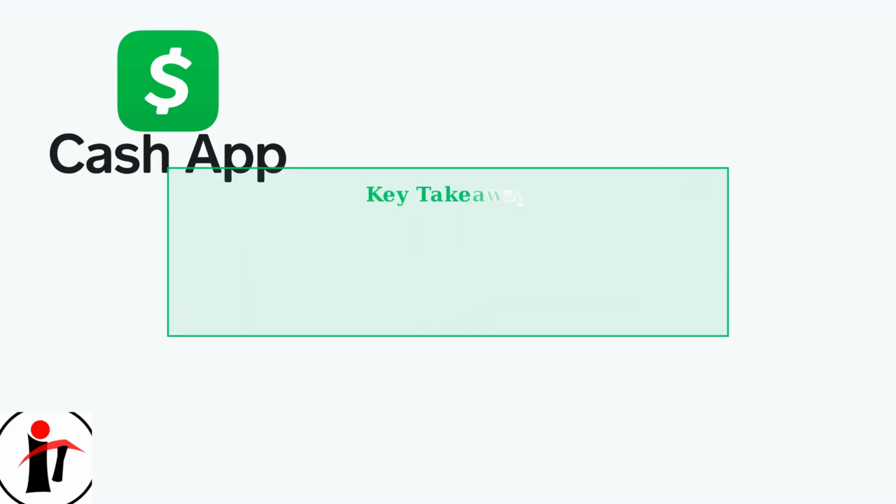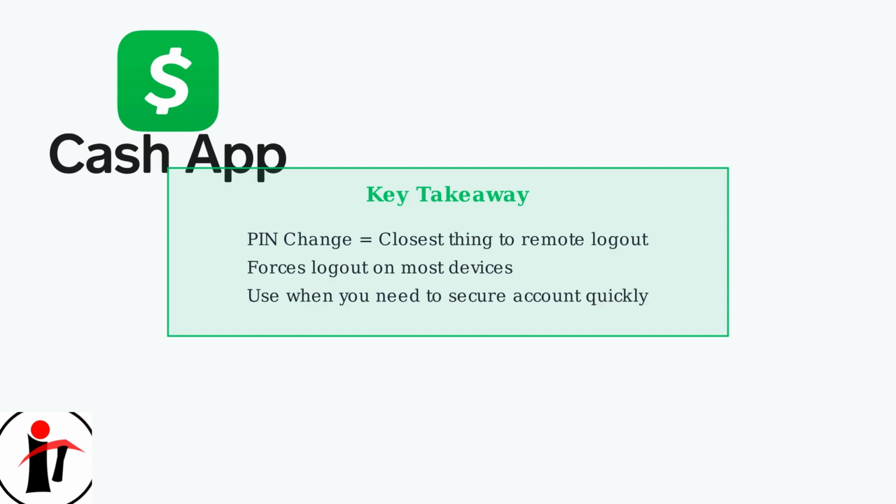Remember, while Cash App doesn't offer a traditional sign out of all devices feature, changing your PIN is the most effective method to remotely secure your account. This forces logout on most devices and should be your go-to solution when you need to quickly secure your Cash App account.